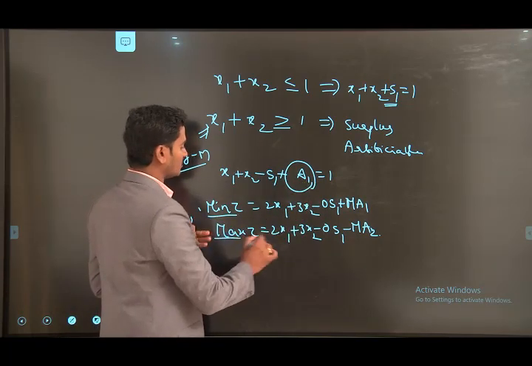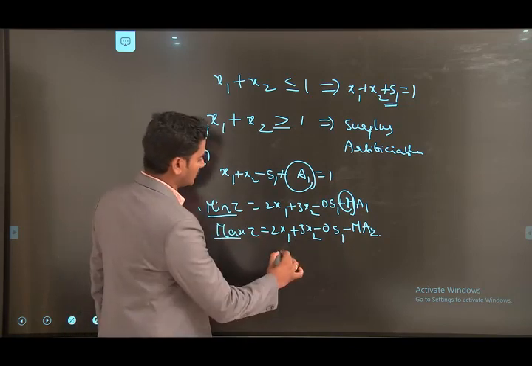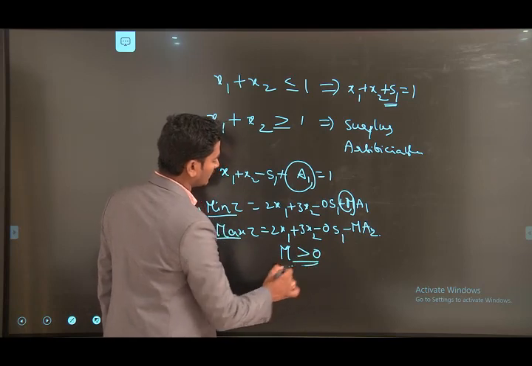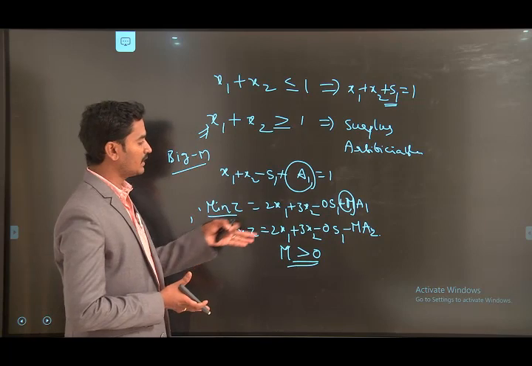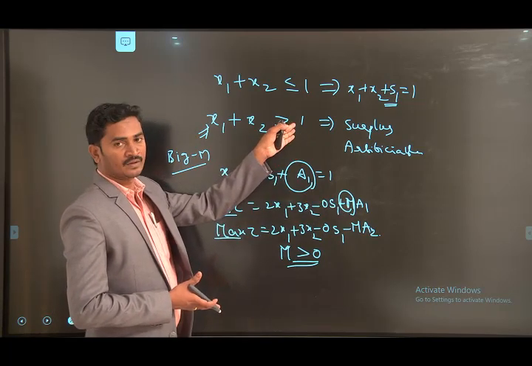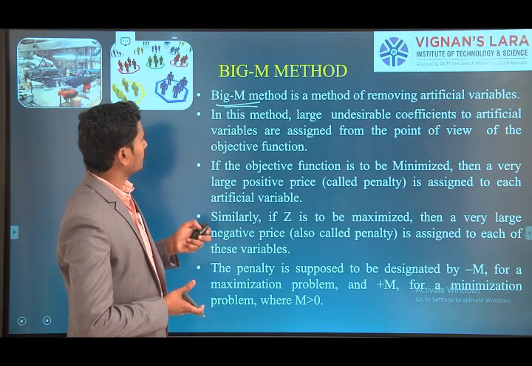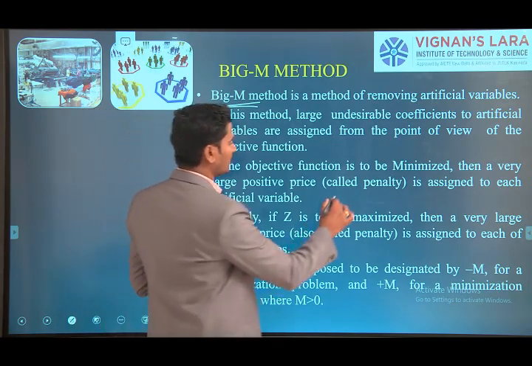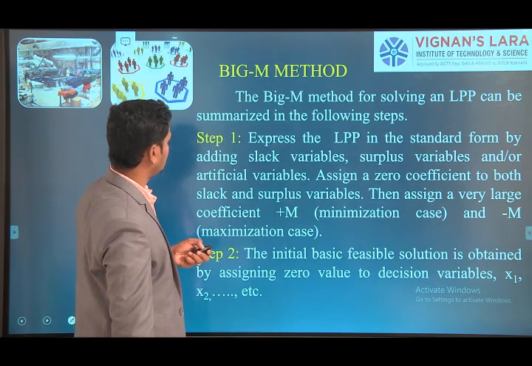Coming to the objective function, we have to take the maximum value. The M value we are introducing in the objective function. Here M is greater than 0. Always we take the M value greater than 0. We take the highest contribution value to convert greater than or equal to type constraints. That positive price is called the highest penalty.